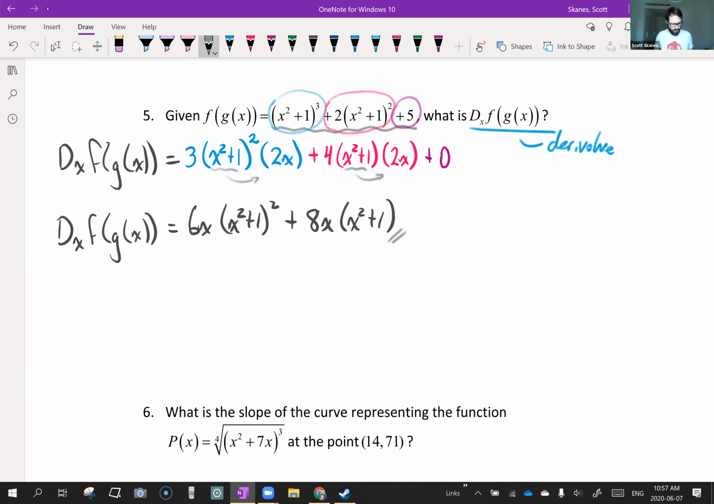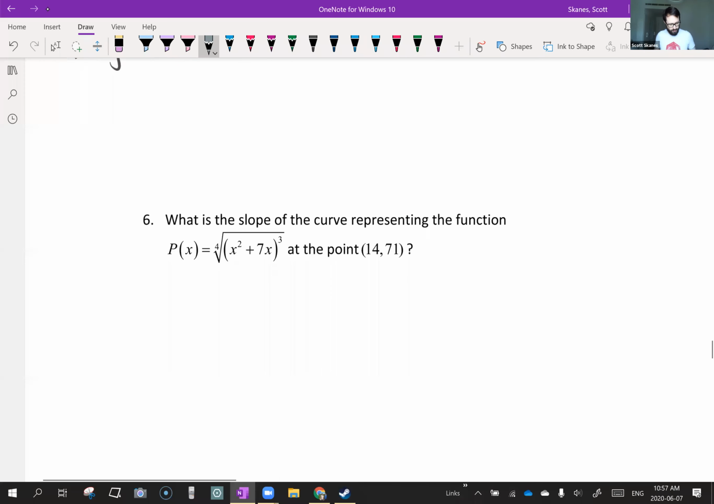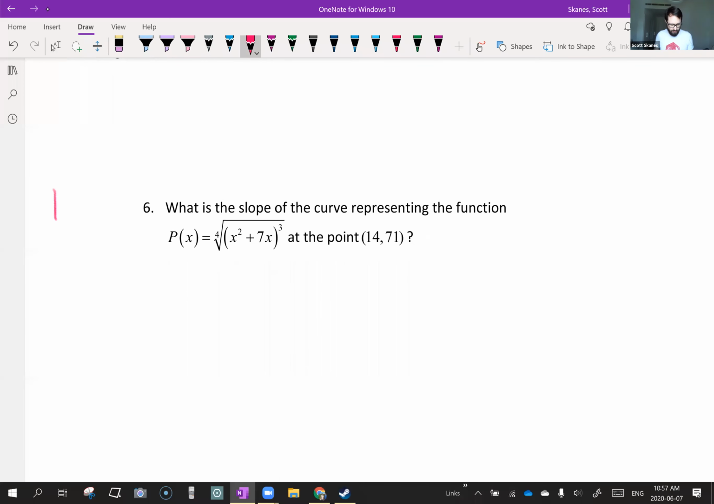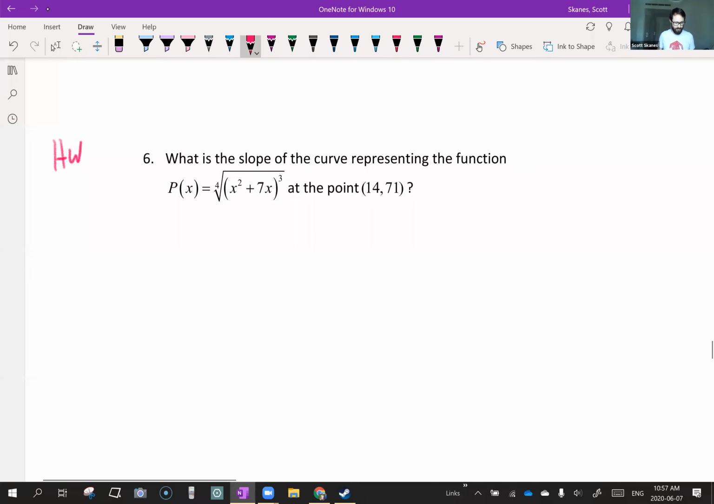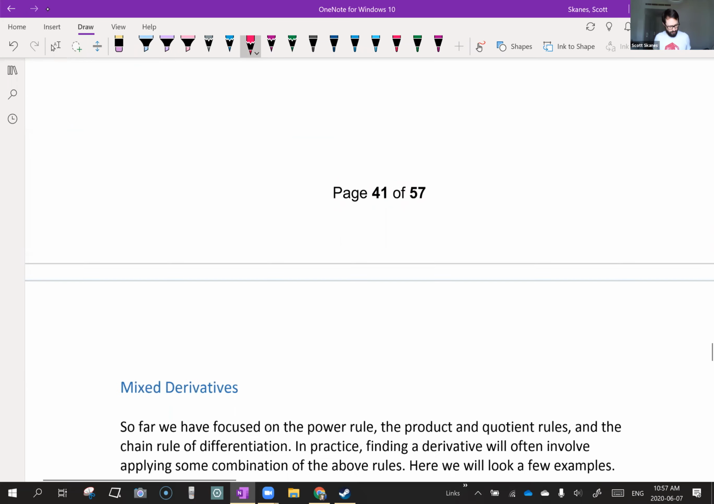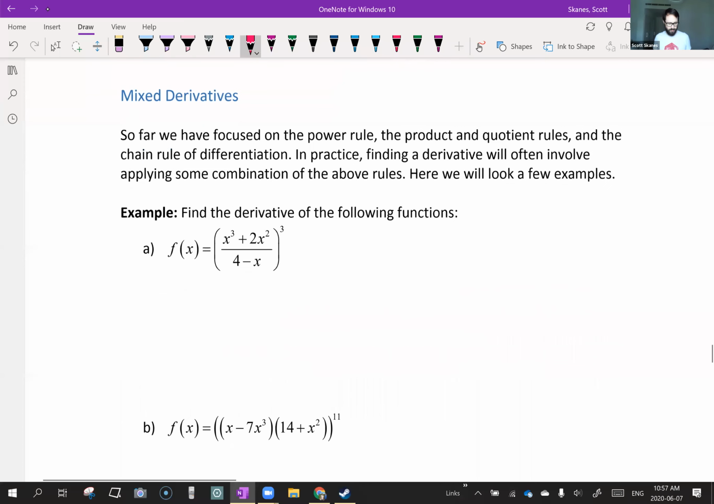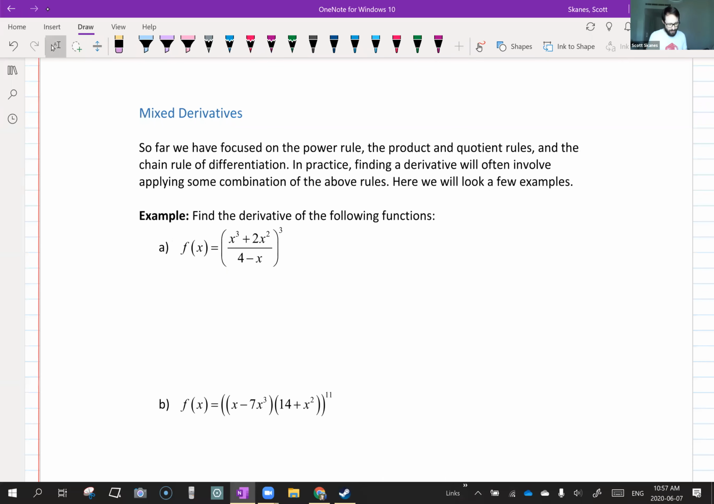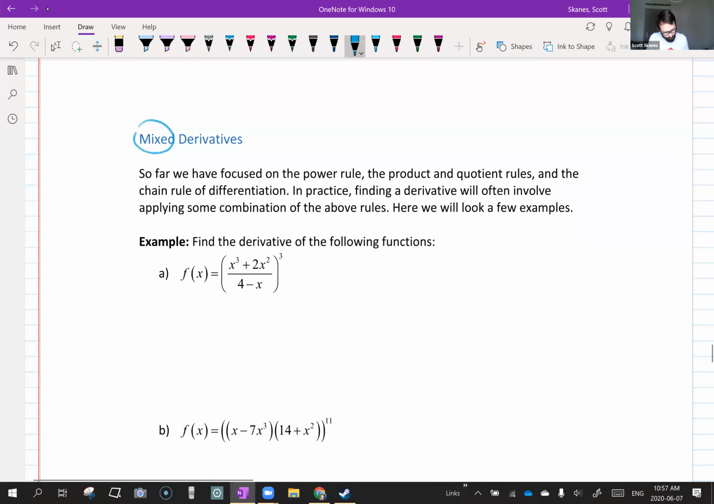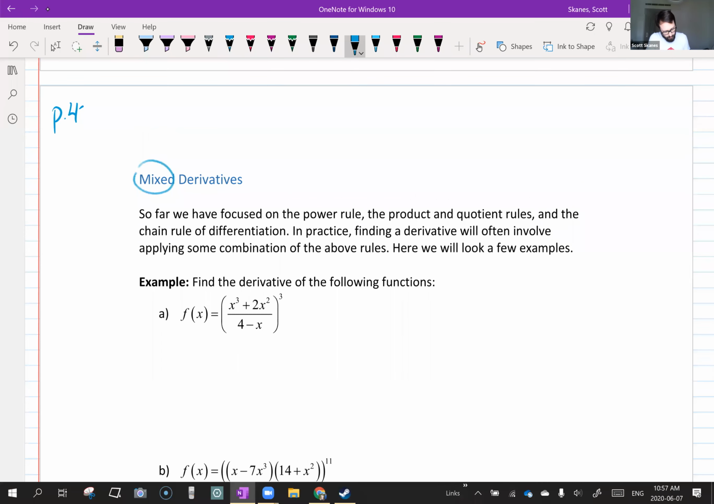I'm going to move on from this section. Number 4, you can just do on your own time. Again, they're all similar difficulty, really. Some of them are more challenging, but I want to move to mixed derivatives. And what I mean by mixed, and again, this is page 42, is it's not just one type.